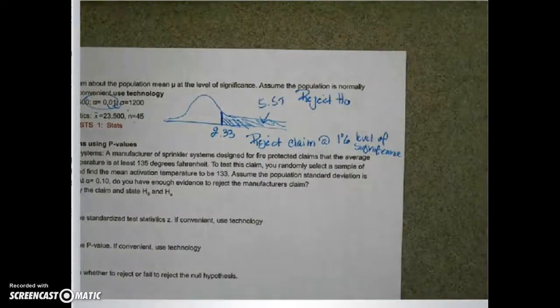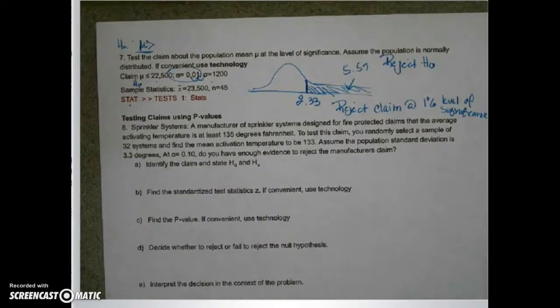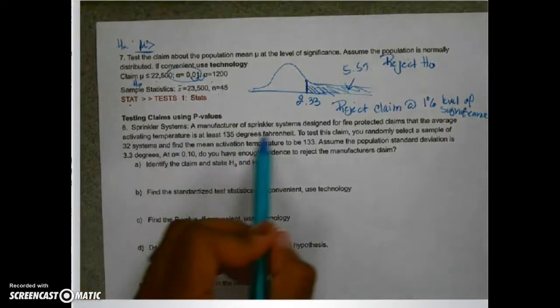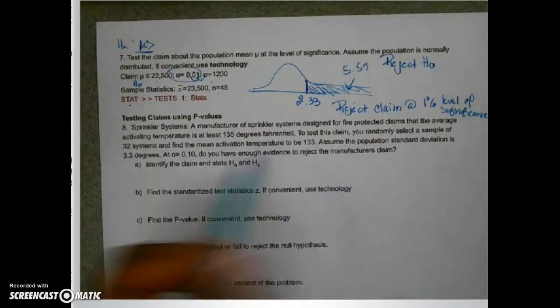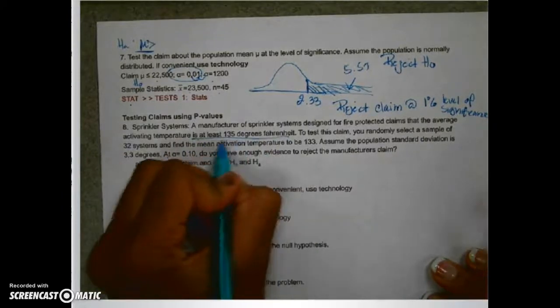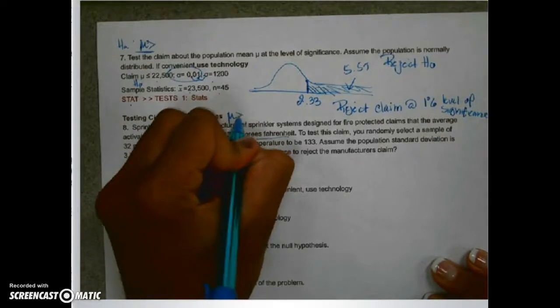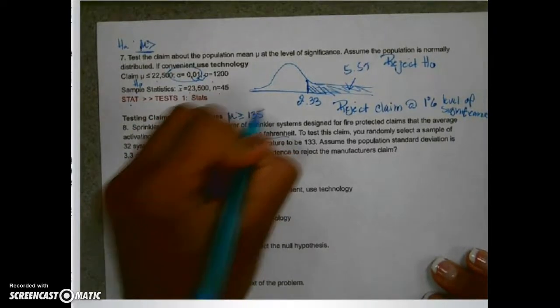So now let's do some word problems. If you could, please take a moment. If you'd like to, you can press pause. But I'd like for you to read this next sentence and either underline what's important or highlight it if you have a highlighter. So sprinkler system manufacturers designed average temperature of at least 135. That right there is telling me that they're saying that it's greater than or equal to 135.